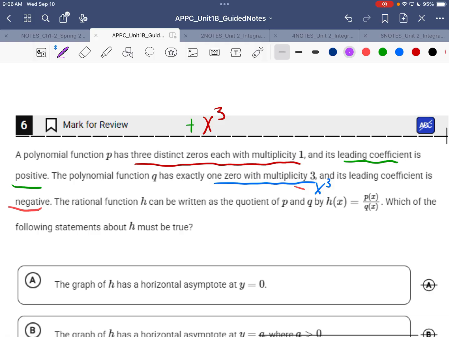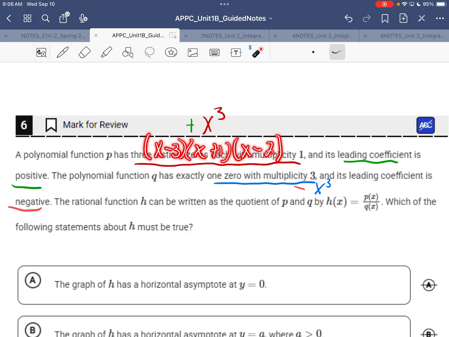Okay, on 6. A lot of you got this wrong because you did not read, so please read. Reading is fundamental. So the polynomial has 3 distinct zeros. That means it's like, for example, x minus 3, x plus 1, and x minus 2. That just means no multiplicity of anything. So they were all just different zeros. What degree would that be if there's 3 distinct zeros? Cubed, or third. The leading coefficient's positive. So the numerator is positive x cubed.